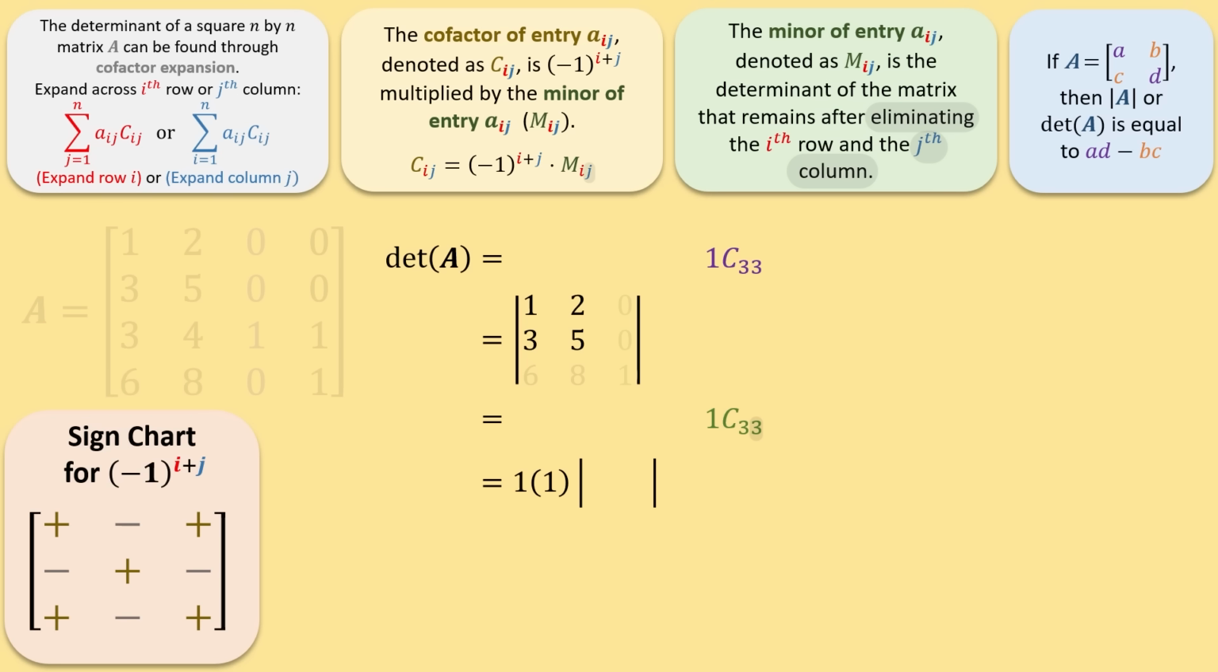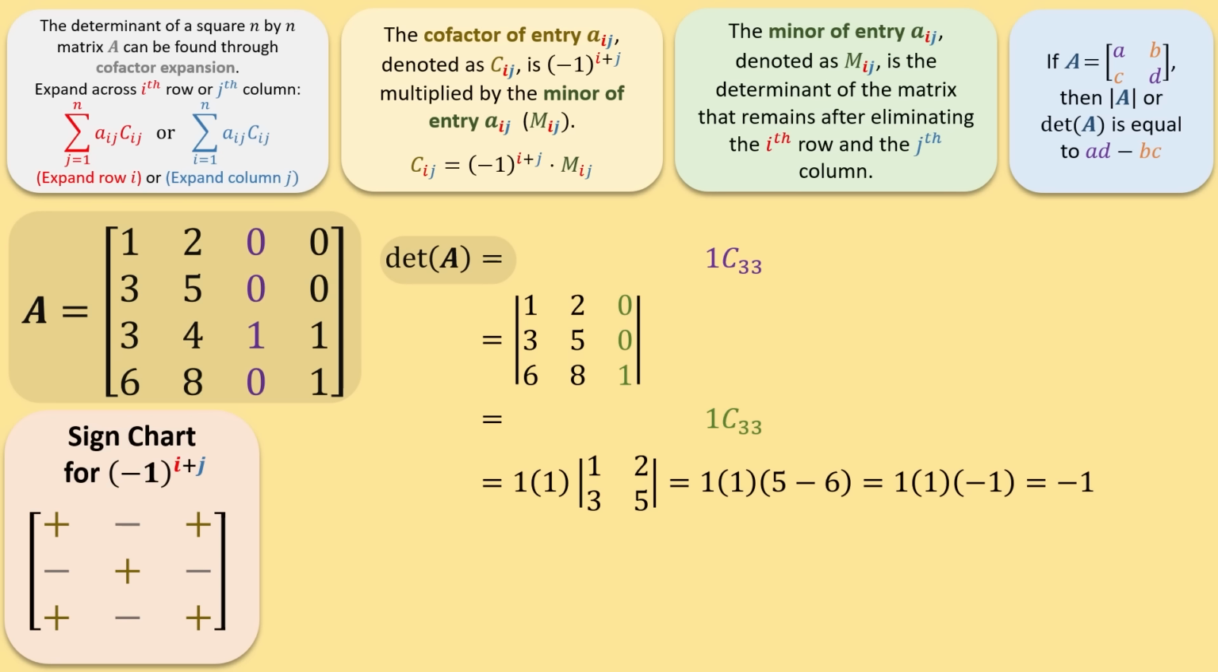We're left with the 2x2 determinant 1, 2, 3, 5. This is equal to 5 minus 6, which is equal to negative 1. So we're left with positive 1 times positive 1 times negative 1, which is equal to negative 1. The determinant of this 4x4 matrix is equal to negative 1. By choosing the column that had the most zeros, we are able to reduce the amount of calculations we have to do whenever we're doing cofactor expansion.